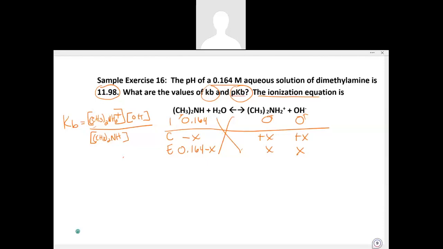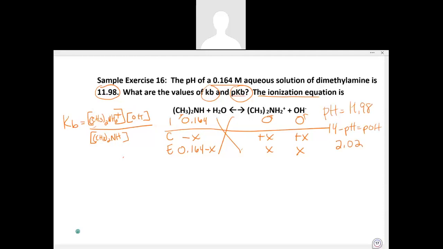using pH to find pOH. So let's do that first. We know our pH is equal to 11.98, and 14 minus pH will give us pOH. So we have a value for pOH of 2.02.